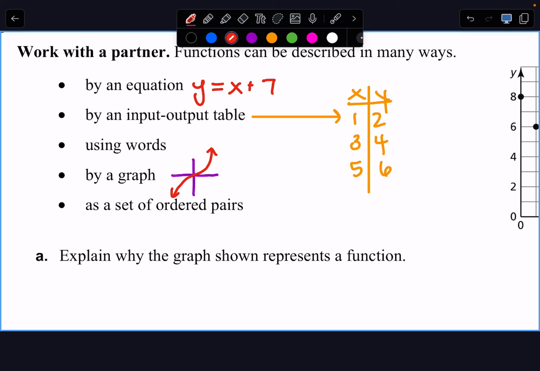Maybe I give you a set of ordered pairs. So it's kind of like this, right? This is an input-output table, okay? A set of ordered pairs is like, maybe I have 1, 1, and 2, 4, and 3, 5. That is a set of ordered pairs. They're just listed as X comma Y, X comma Y, X comma Y.